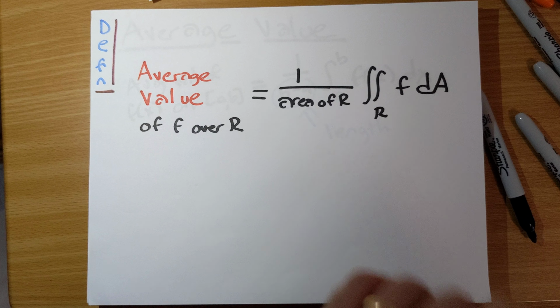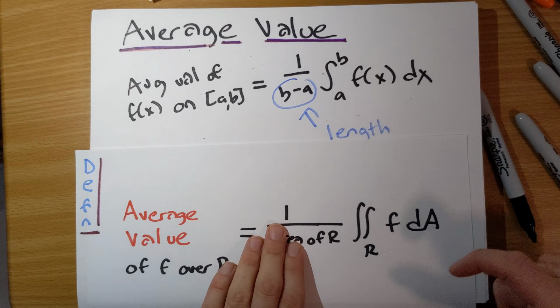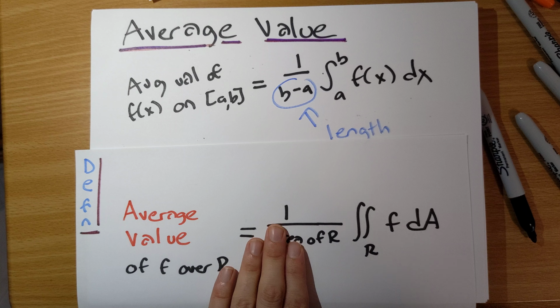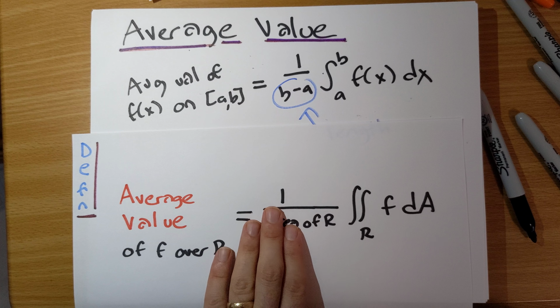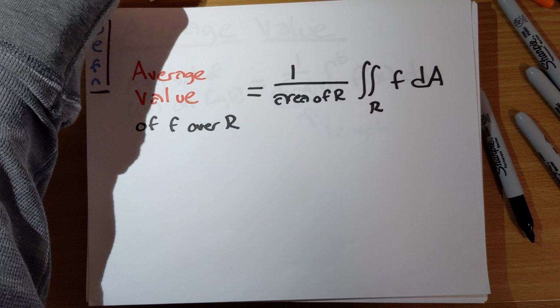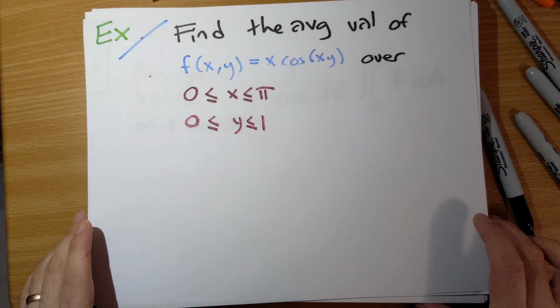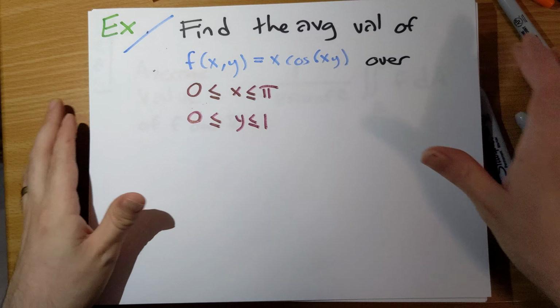In both of them, we are integrating f over our region. In one case it's from a to b, along that line, and here it's integrating f over the region R. And then we divide out by something. Here we divide out by the length; now we're dividing it out by area. This feels like the correct generalization, the correct analog.